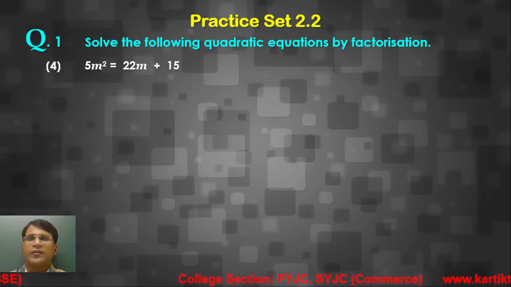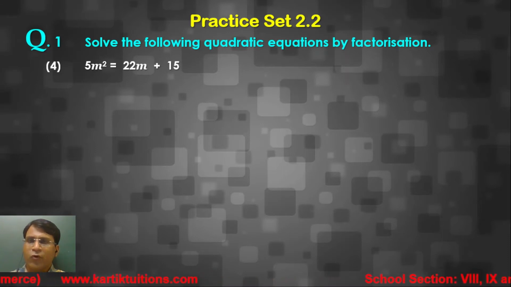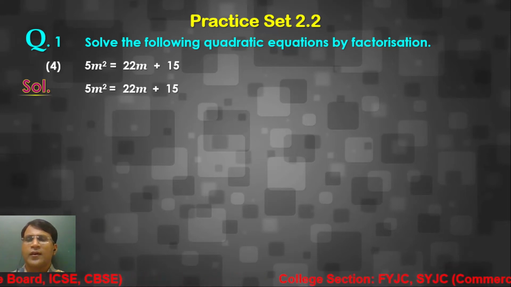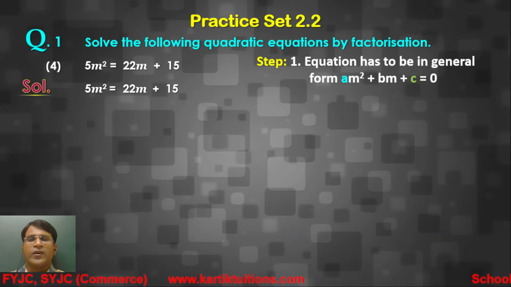I have taken the sum from Practice Set 2.2, question 1, sub-question 4. Now always have the habit of writing the given equation the way it is given. Check, is the equation in a general form? No. The first rule says the equation has to be in a general form, and the general form is what? am square plus bm plus c is equal to 0. I have taken the variable m in the general form because in the question also the variable m is used.